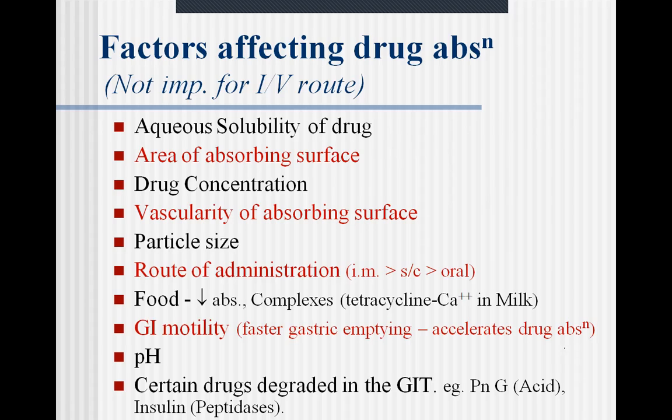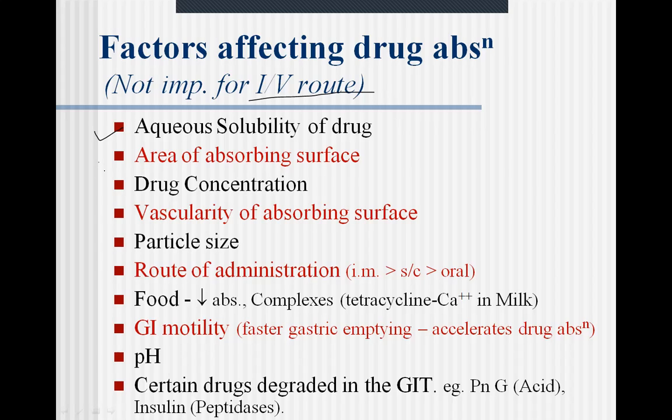Now this absorption would depend upon several factors, though we don't need to take this into consideration when we are talking about the IV route, because by the IV route we are directly injecting the drug into the circulation. But when we give a drug, most importantly by the oral route, many factors come into play, the first of them being the aqueous solubility of the drug. The more water soluble the drug, the lesser it reaches the systemic circulation, the lesser of it is absorbed.